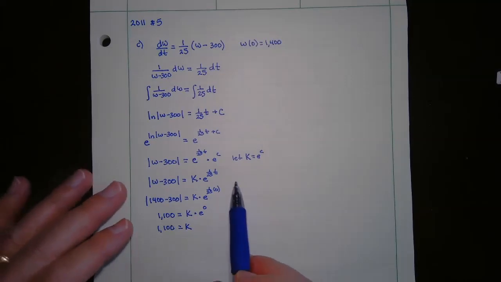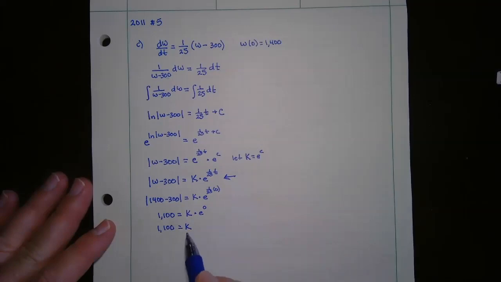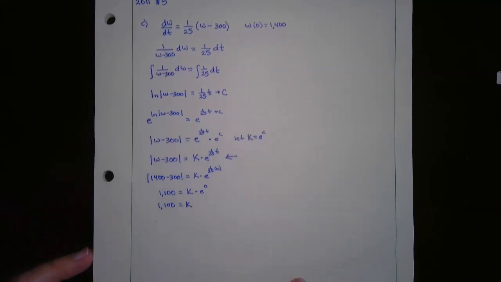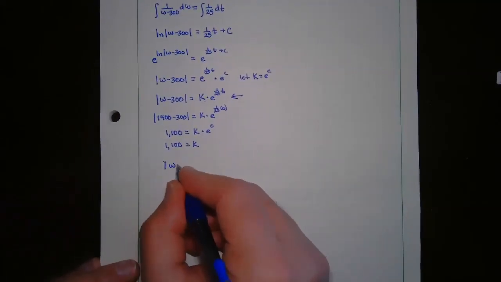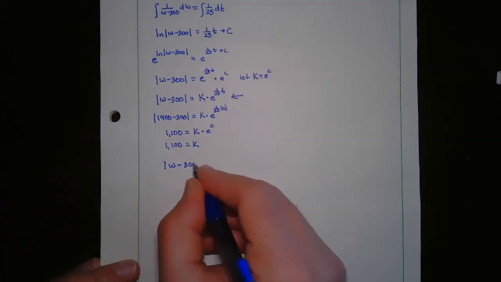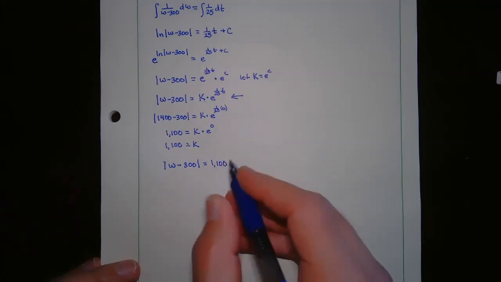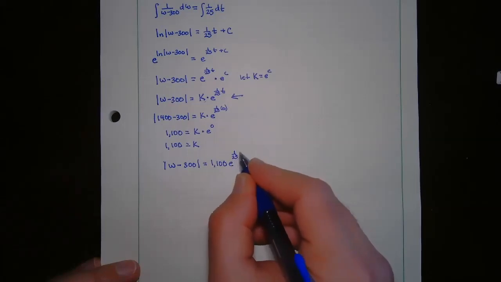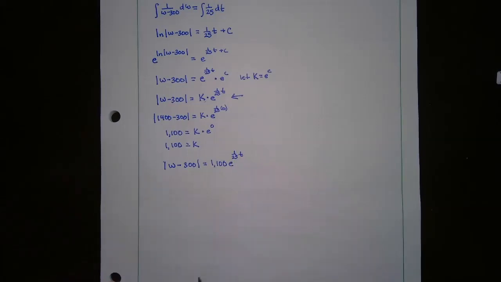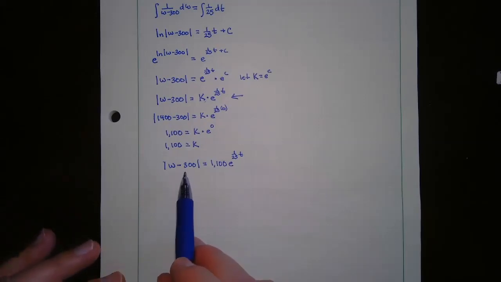Now, what we need to do next is go back and solve this for W. So right here, back at this step, I'm going to put my K back in. So I'm going to slide my paper up just a little bit, okay? So what I have is the absolute value of W minus 300 is equal to 1100 times e raised to the 1 over 25 t, okay? Now we have to solve this absolute value equation, right? To get W by itself, okay?